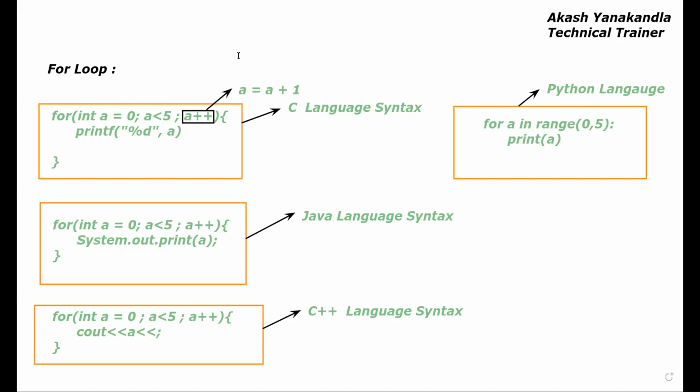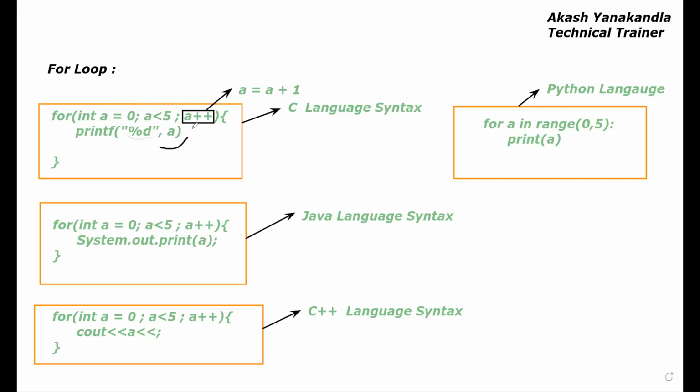Now the flow goes something like this. Initially you will be having a equal to 0. So 0 less than 5. After this, we need to come to the print statement. 0 will be getting printed. After that, a will be incremented, it means a will become a plus 1, that is a equal to 0 plus 1. 1 will become. Now here 1 less than 5, it will check the condition. Yes, 1 is less than 5. As the condition is true, it will print 1.